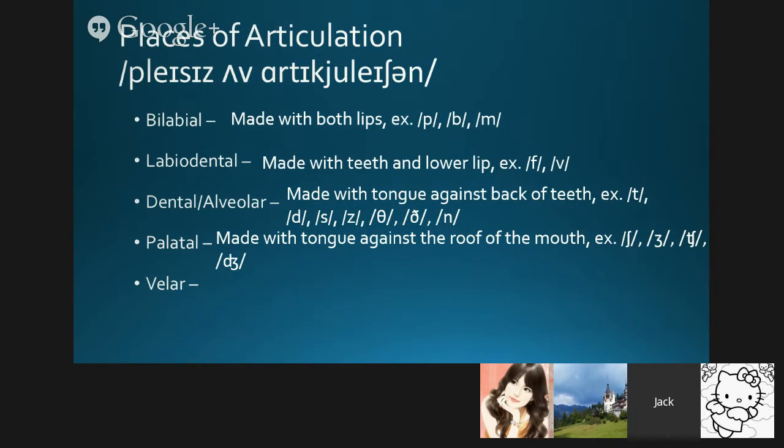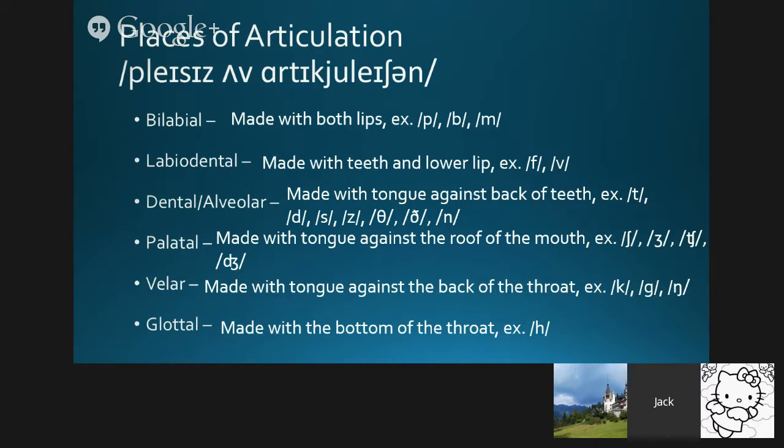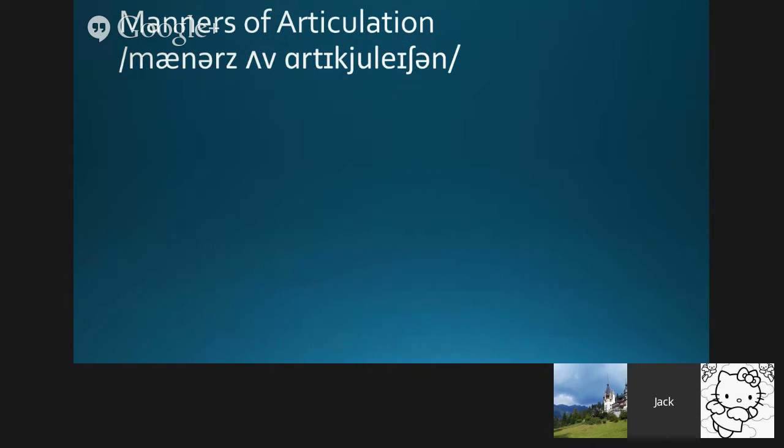Velar. This is made against the back of your throat. These are sounds like k, g, and ng. Then there's glottal. This means it's made with the very bottom of your throat. H is the only sound like this in English. Huh, huh. You can feel how the only part really doing anything is at the very bottom of your neck.